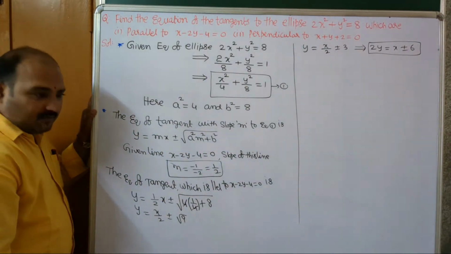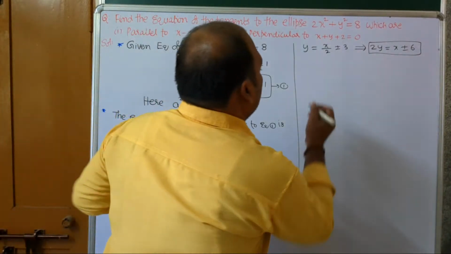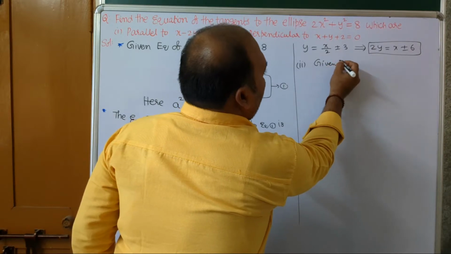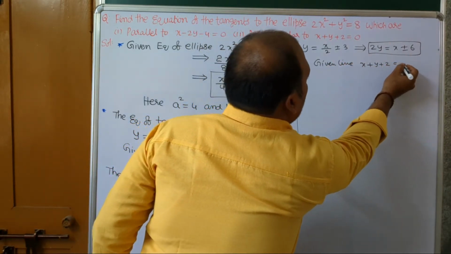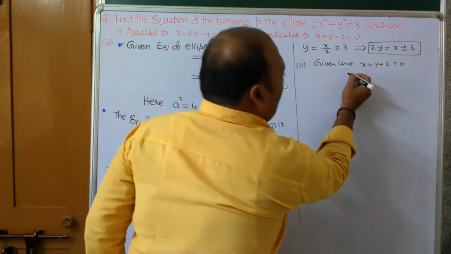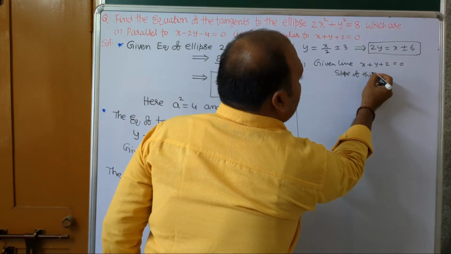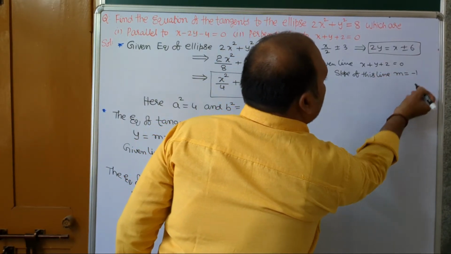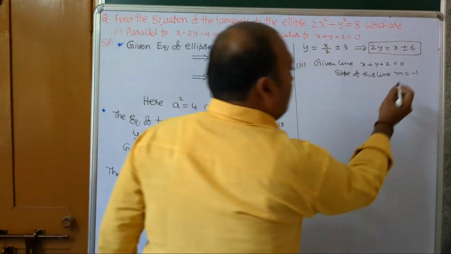After that, the second line. Case 2: given line x plus y plus 2 equal to 0. What is the slope of this line? M is equal to minus 1. Slope of this line, m equal to minus 1.